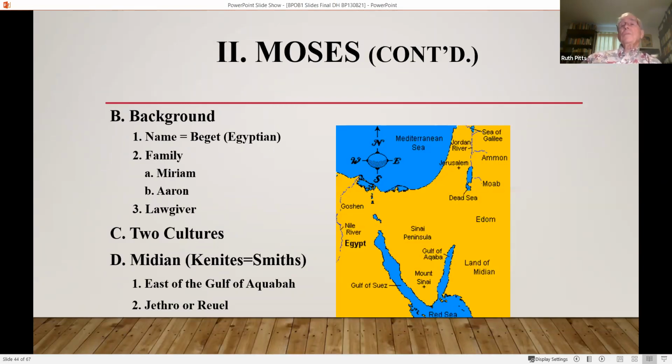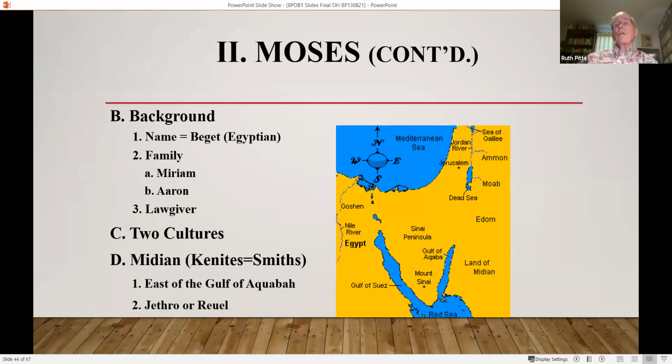So this name Moses means beget, and it's an Egyptian term. So here he is, he's grown up, he's been born in Egypt and grows up there and so forth. His family were given some information about Miriam, who is his sister, and Aaron, his brother, and the fact that he will also be important as a lawgiver. Aaron will become the spokesman, and Aaron is the first high priest. Miriam sings the praises to Yahweh in the wilderness for the event of the Exodus.